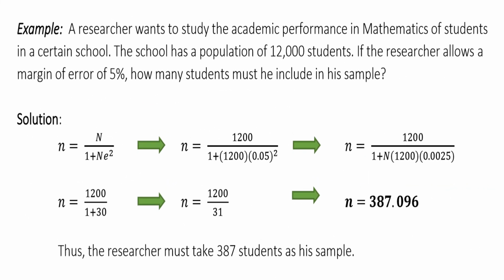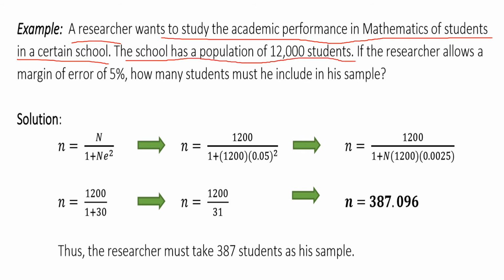Here is an example of how we apply Slovin's formula. A researcher wants to study the academic performance in mathematics of students in a certain school. The school has a population of 12,000 students. If the researcher allows a margin of error of 5%, how many students must be included in his sample? So there is a given value of 12,000 here and a 5% error. Now, we simply substitute the given values to find the value of the sample size.